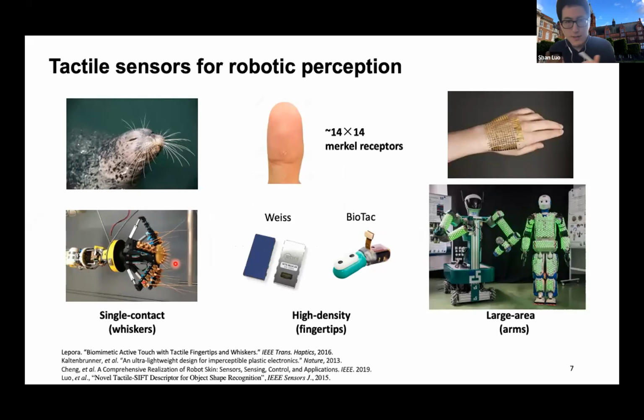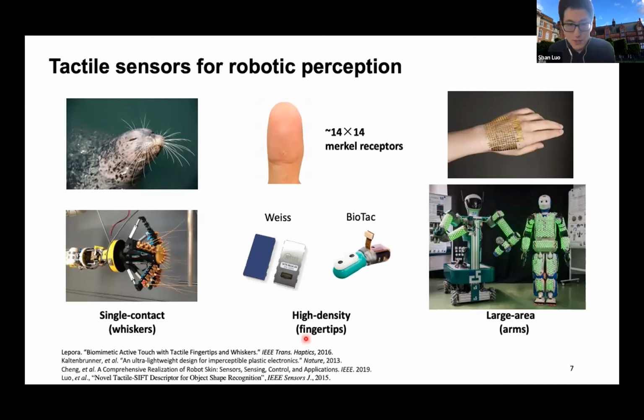And what sensors can we use for robotic perception? Here's a glance of tactile sensors we can make use of. From left to right, you can see the resolution of sensors is from low to high. Okay, actually, this is high density.